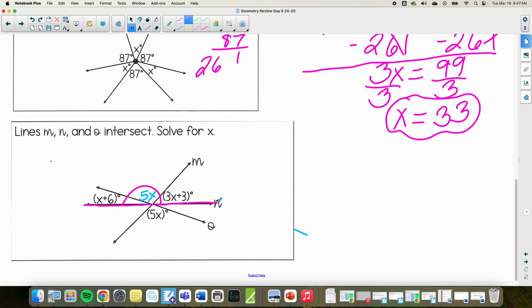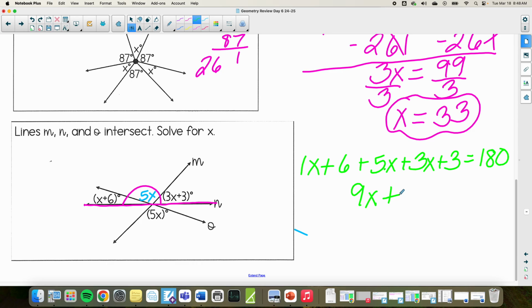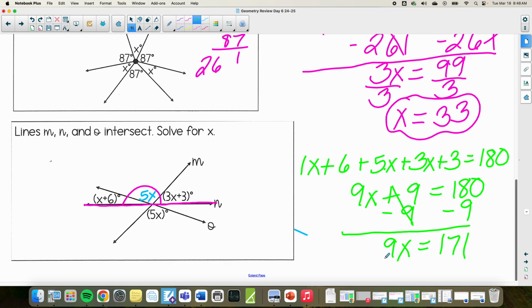And what do we know about a straight line? It adds up to 180. So we can say x plus 6 plus 5x plus 3x plus 3 is going to equal 180. Now, 1x plus 5x is 6x, plus 3x is 9x. 6 plus 3 is 9. Then we would subtract 9, and 9x would give me 171. Divide by 9.